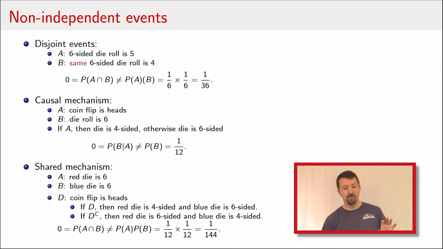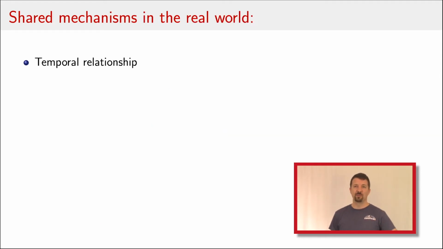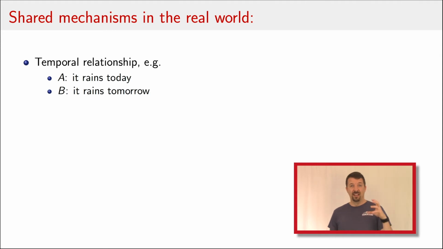Okay, so let's talk a bit about some of these shared mechanisms, but out in the real world. Oftentimes if we're looking at events temporally, that is in time, we will have a collection of events that are not independent. So a simple example of this is just that A is that it rains today, and B is that it rains tomorrow. Now these two events are generally not going to be independent, and they're not going to be independent because they have a shared mechanism that's typically, say, a storm front that's moving through.